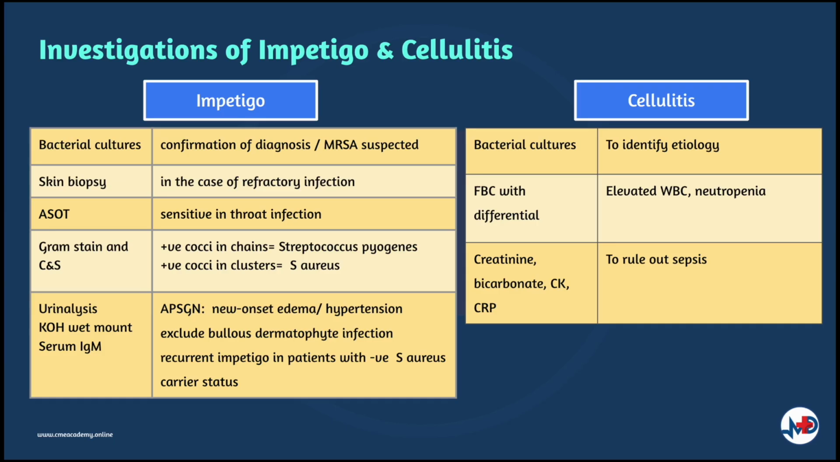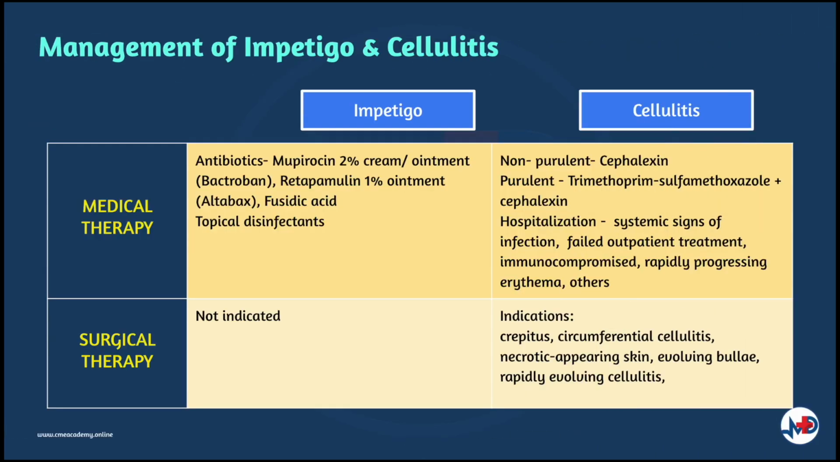For cellulitis instead, you will have to do a blood culture in order to identify the causative agent. A full blood count with differential is indicated, and you would expect to see elevated white cell count and neutropenia. For cellulitis, a few tests such as creatinine, bicarbonate, CK and CRP are ordered to rule out sepsis. Generally, for the management of impetigo, you would prescribe topical antibiotics, systemic antibiotics, and topical disinfectants, whereas in cellulitis, prescribing antibiotics targeting streptococcal species is crucial.